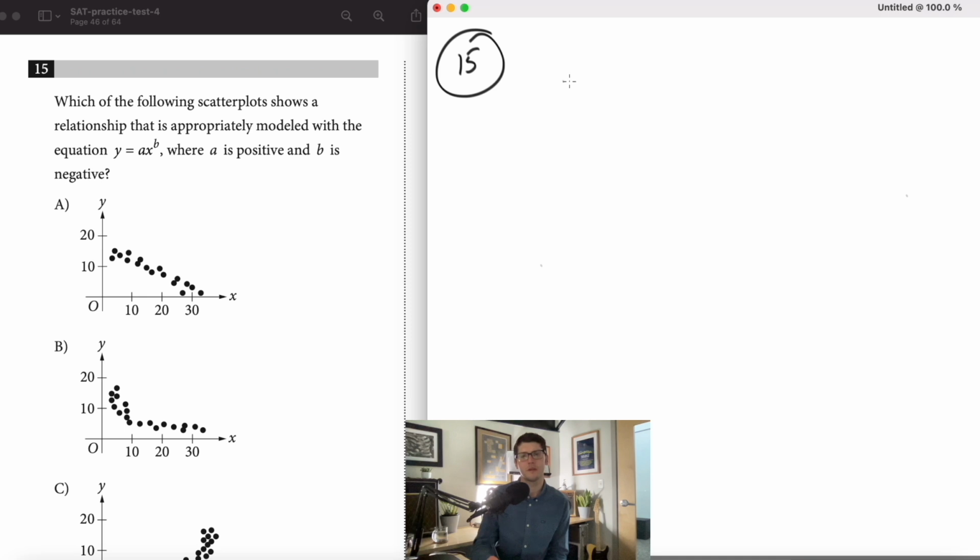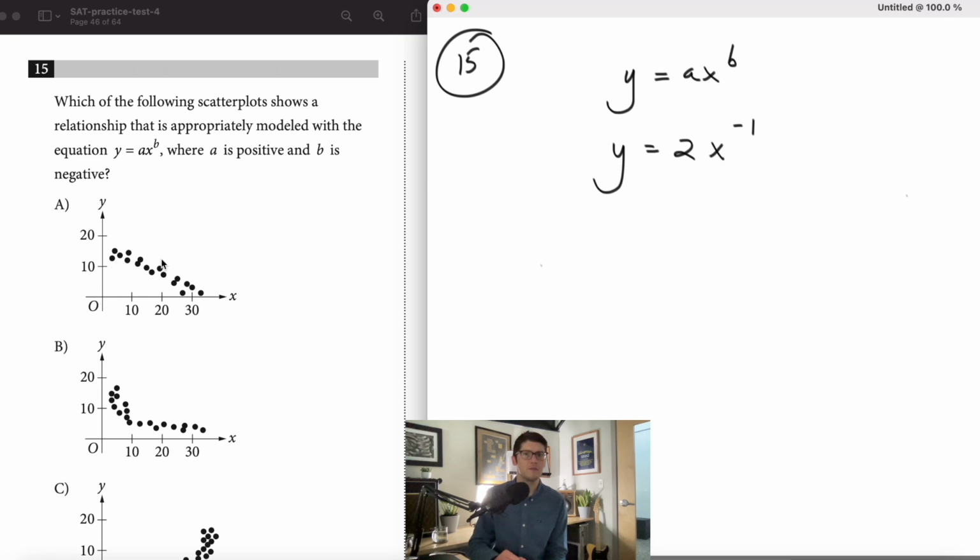Like, look, we're not going to get exactly this, but what I'll do is, let's say Y equals AX to the power of B. We know A is positive and B is negative. Let's make it like Y equals 2X to the negative 1, and just see what happens as we put in values for X and Y.